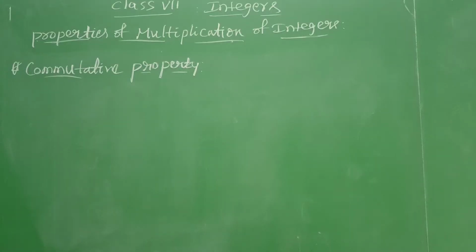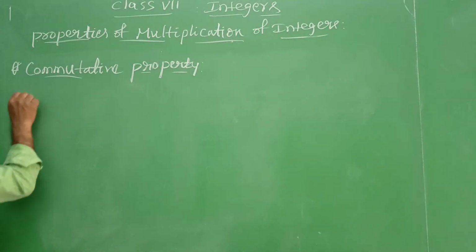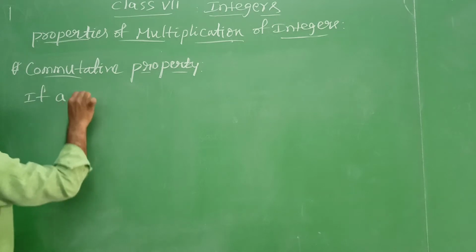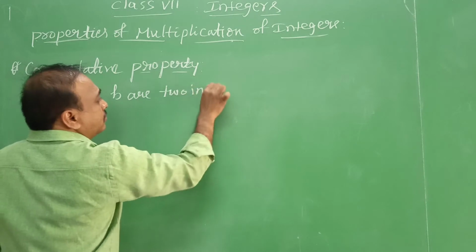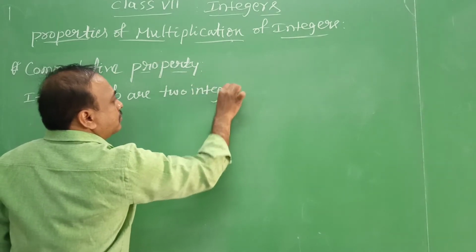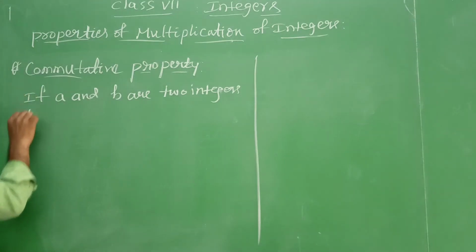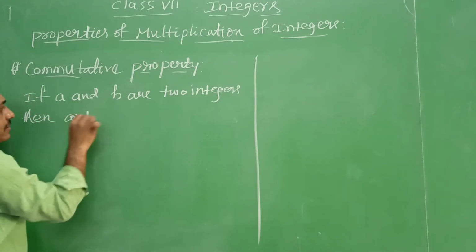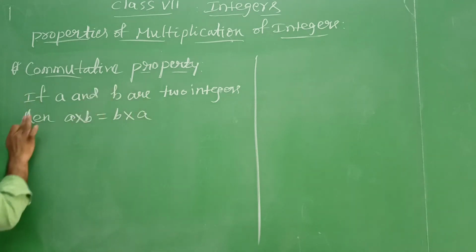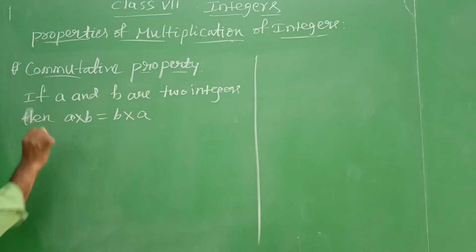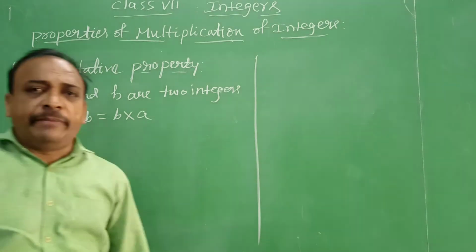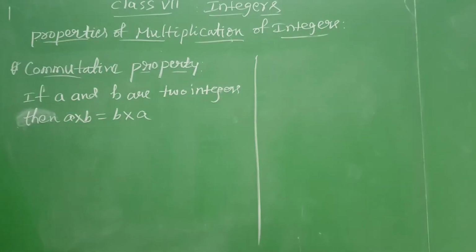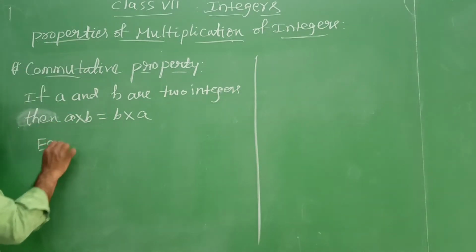Let us discuss the commutative property of multiplication of integers. In this, if A and B are two integers, then A into B is equal to B into A. If A and B are two integers, then A into B is equal to B into A. The product, however you multiply, the result remains the same. Let us see the example whether it is satisfied or not.